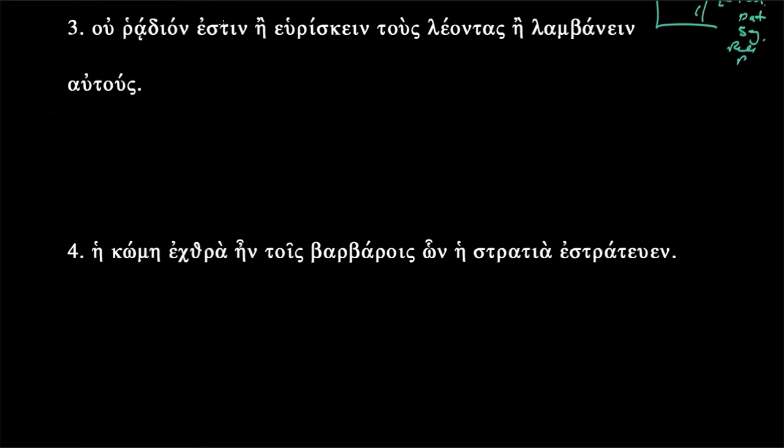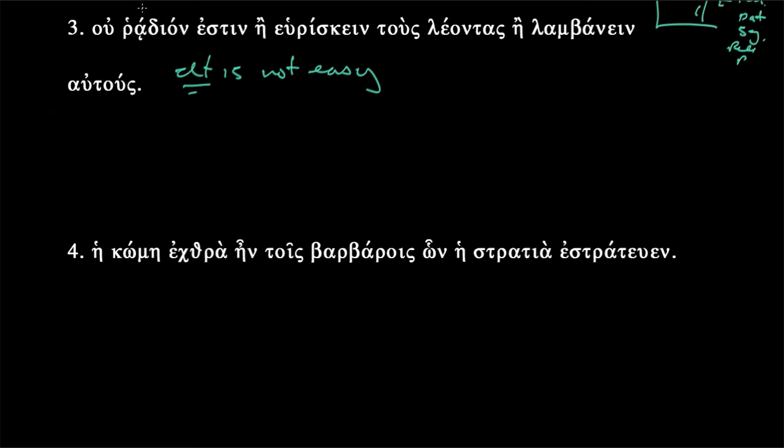U radion estin e heriskein tus leontas e lambanen autus. So u radion estin, we've seen this before, means it is not easy. So again, this it is somewhat of a dummy filler in English. There's really no it here. It says is not easy.